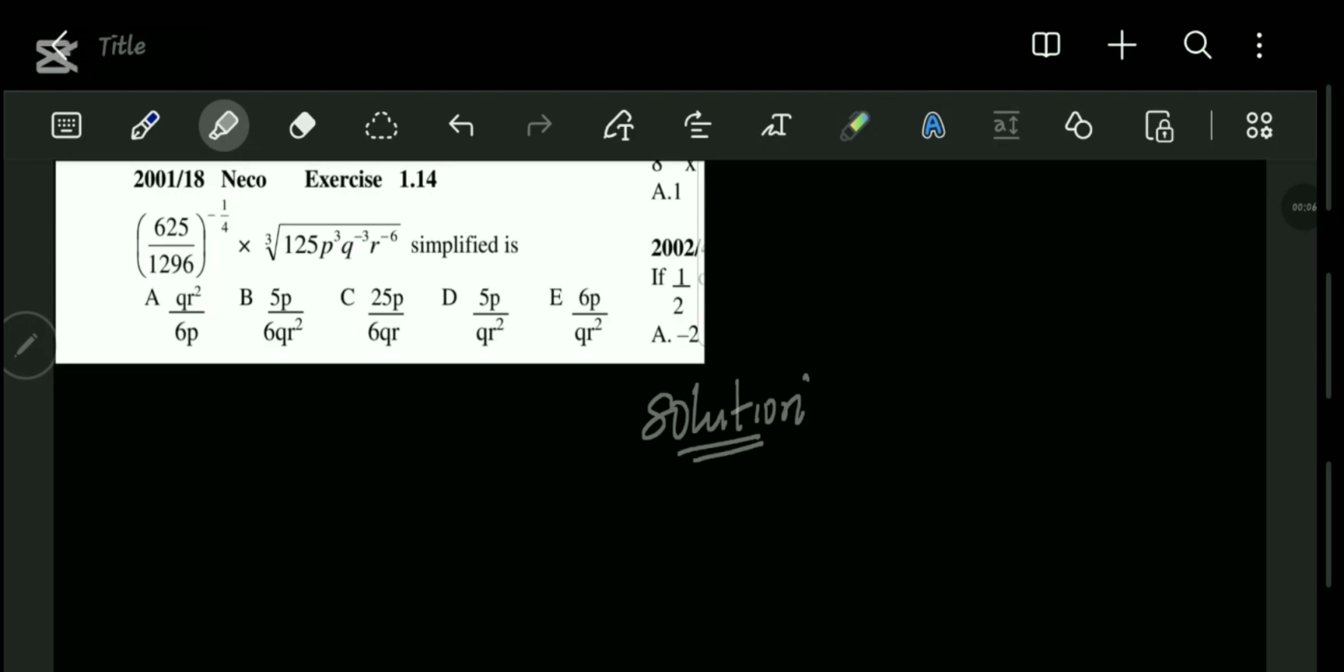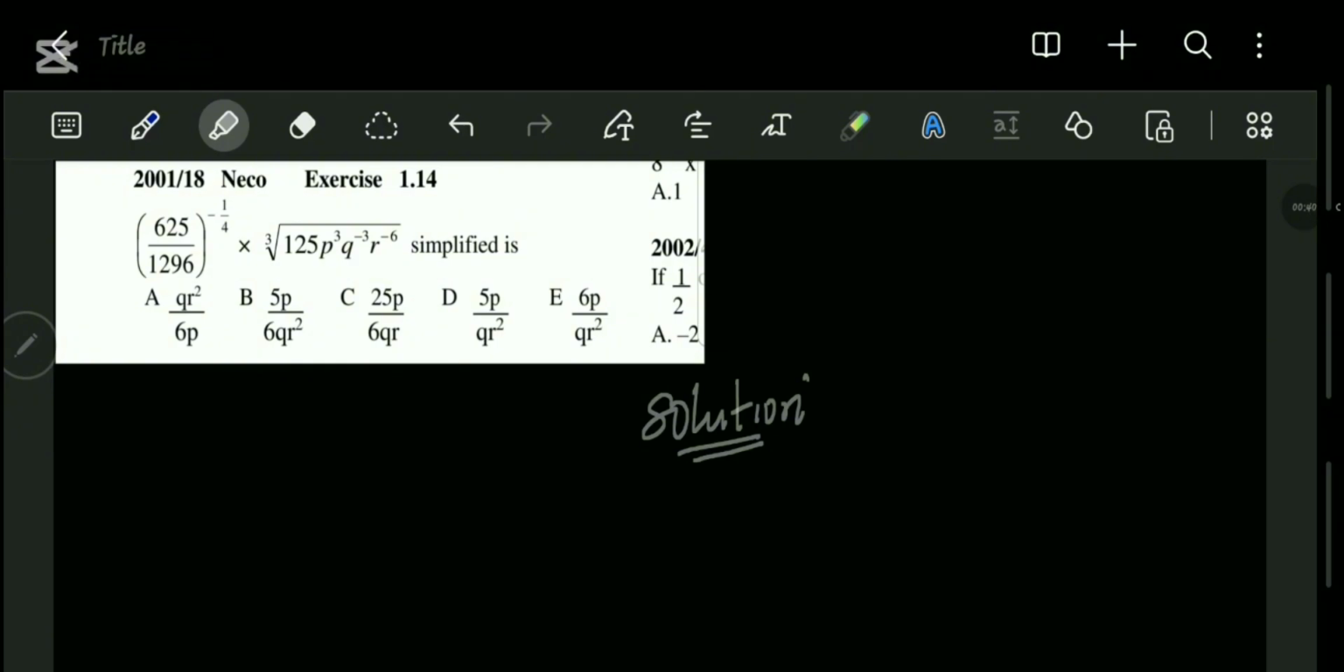In today's video, we are going to be providing a solution to this problem that we have before us right here. We are told that given that (625/1296) raised to power minus 1/4 multiplied by the cube root of 125 p cubed, q to power minus 3, and r to power minus 6, we are asked to simplify this problem.